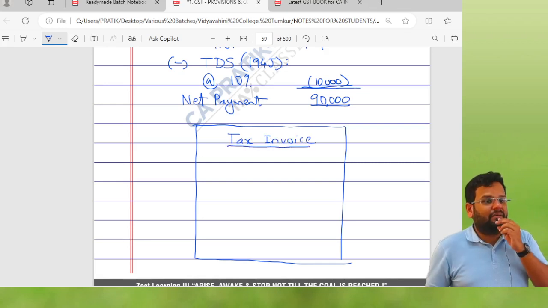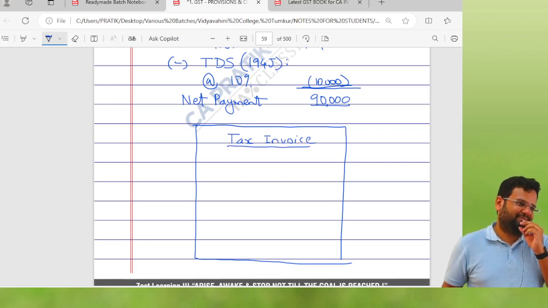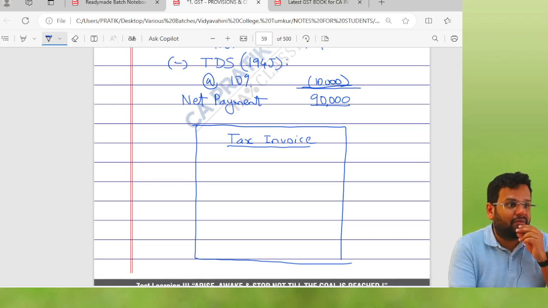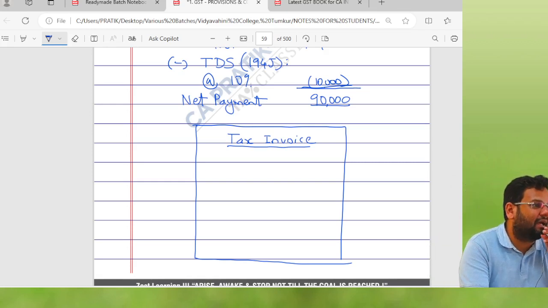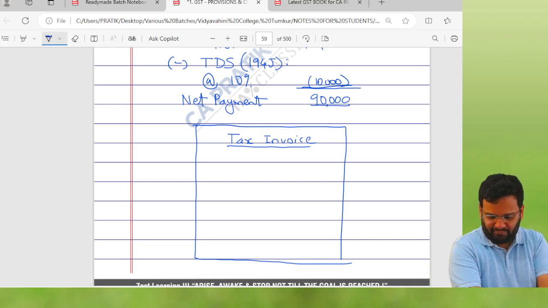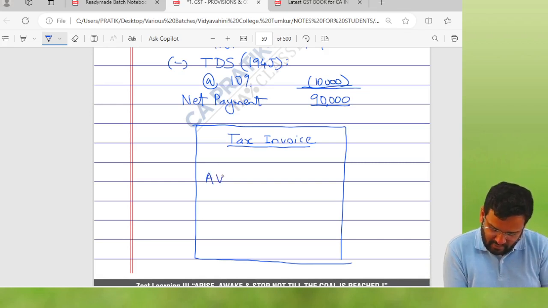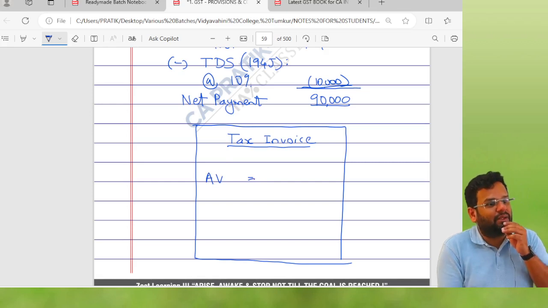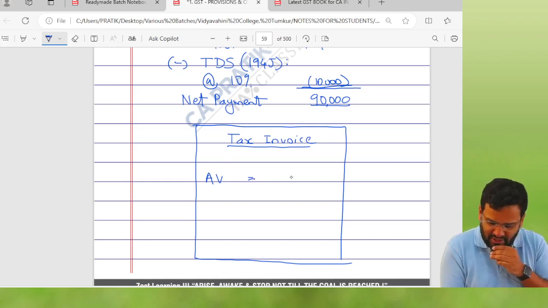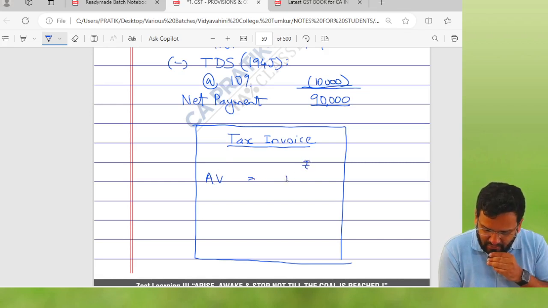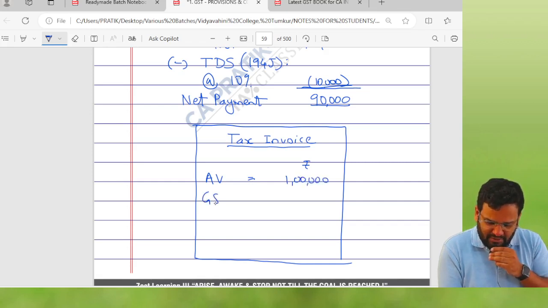I would have made a tax invoice of how much? What is the AV? What should I write as AV in the tax invoice? Right? AV is 1 lakh. No one can change the AV, na? AV is 1 lakh. Suppose GST is at 18%. So what is the GST amount?